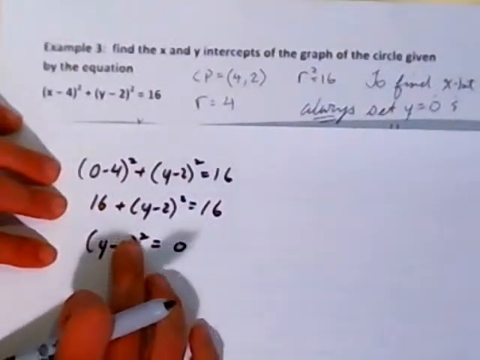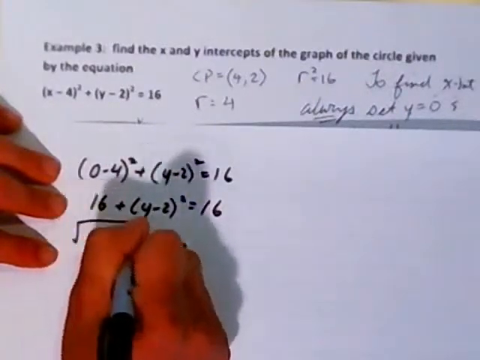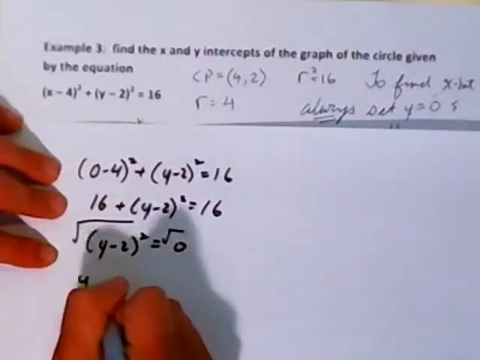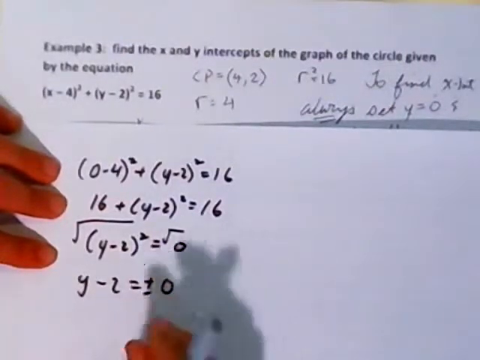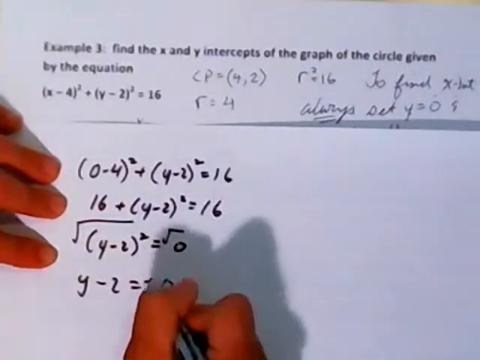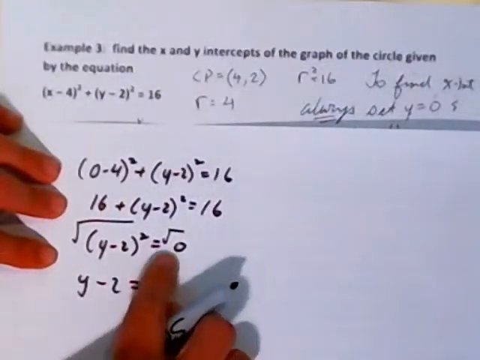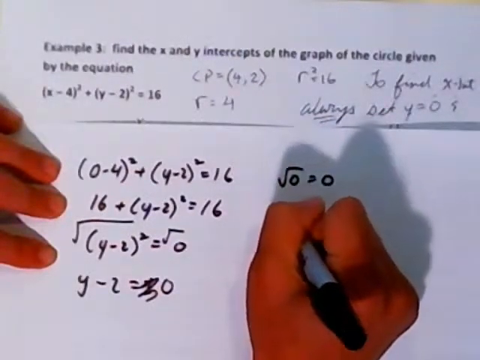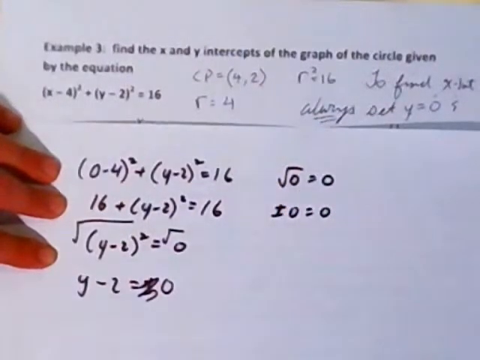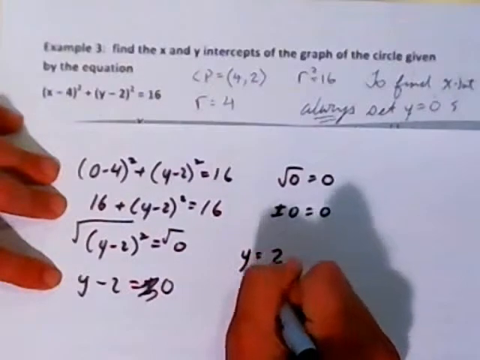Now how do we solve for y minus 2? We square root both sides. y minus 2 is equal to the square root of 0, which is 0. It's actually plus or minus 0, which is still 0, so it really doesn't matter. Okay, did you get that? Square root of 0 is equal to 0. Plus or minus 0 is still 0, basically, right guys? So we add 2. So y is equal to 2.